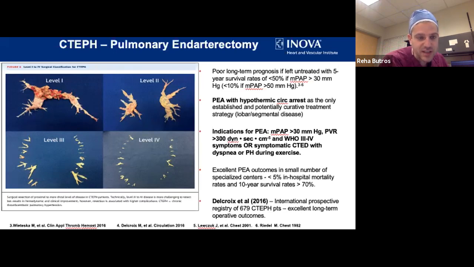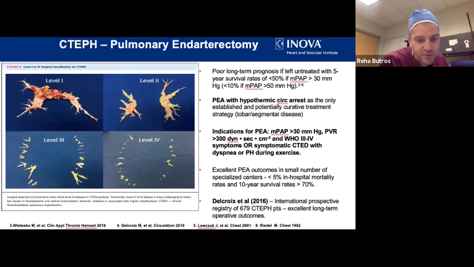If the patient is an operative candidate, we prefer doing pulmonary endarterectomy, because you can really carve out, so to speak, the fibrotic material from the vessels and really relieve the pressure. But it's a big procedure. It involves hypothermic circulatory arrest. And so not every patient is an operative candidate for this.